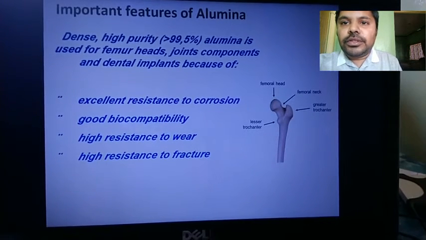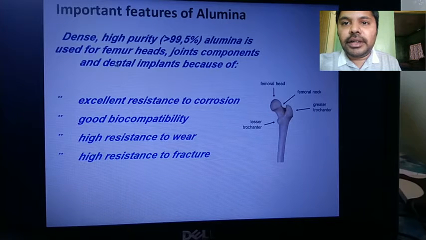So, important features of alumina. Alumina is dense and has high purity. It is used for femur head applications, as joint components, and in dental implants because of its important properties such as excellent resistance to corrosion, good biocompatibility, high resistance to wear, and high resistance to fracture. The alumina implant is mostly used as a femur head.